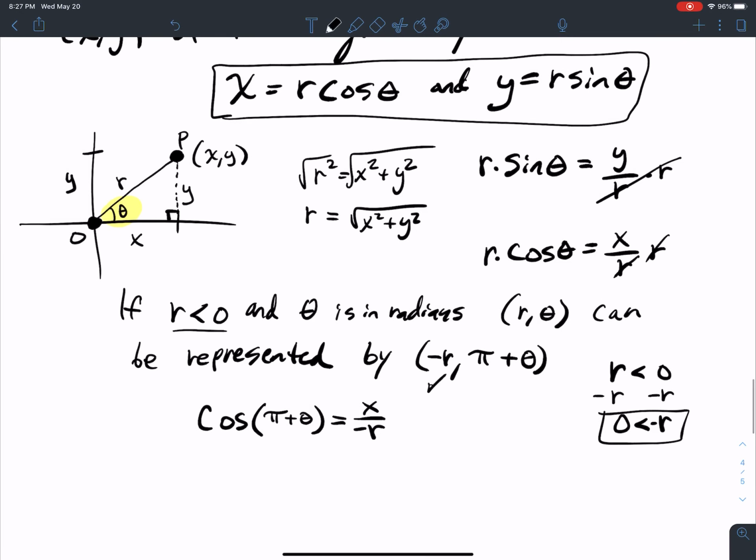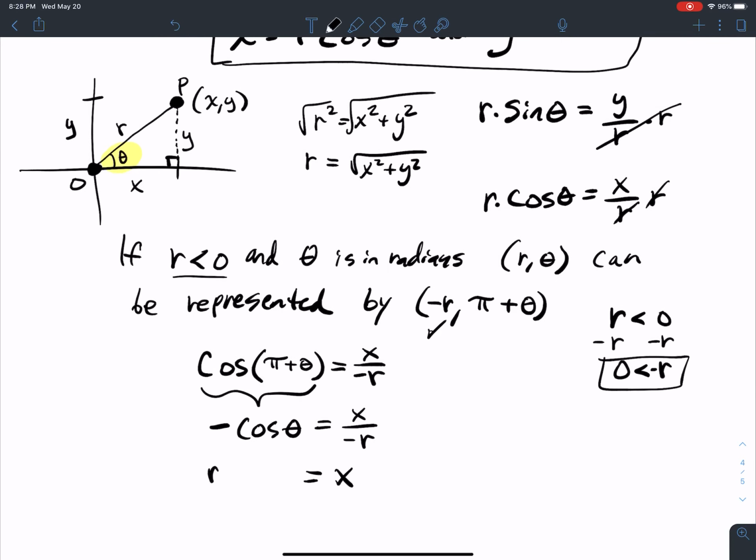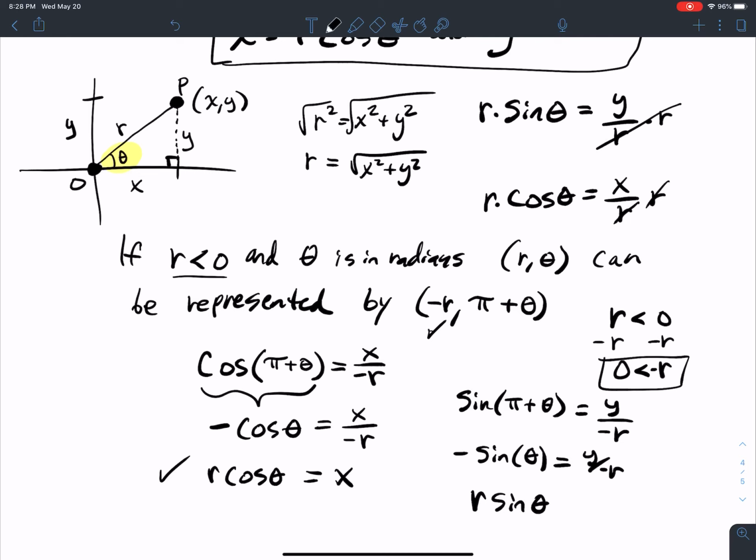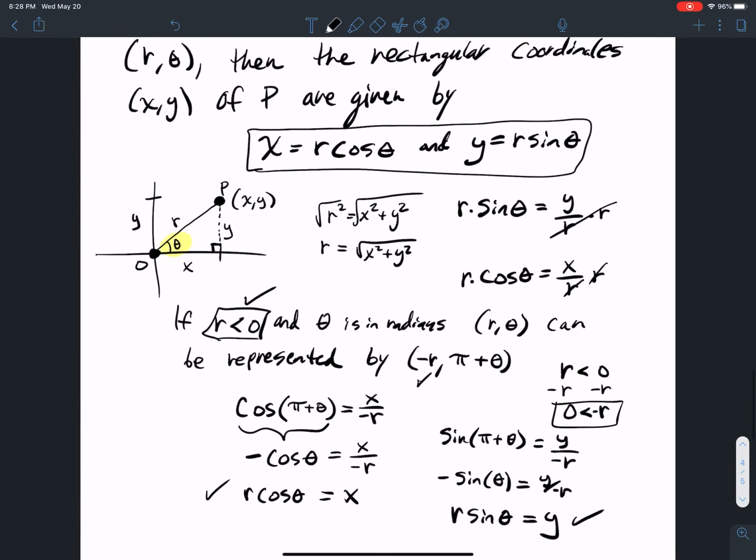If I multiply through, what is this going to be? This is actually equal to negative cosine theta, x over negative r. So x is still r cosine theta, which checks out. That's what we wanted. And then sine of pi plus theta equals y over negative r, and this becomes negative sine of theta equals y over negative r. Multiply through by negative r, I get r sine theta. The negatives cancel each other out, and I still get the same answer. So even if r is negative, we're good.